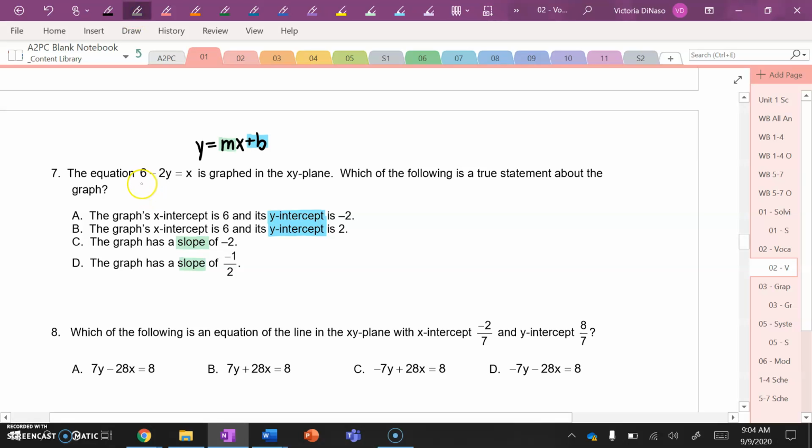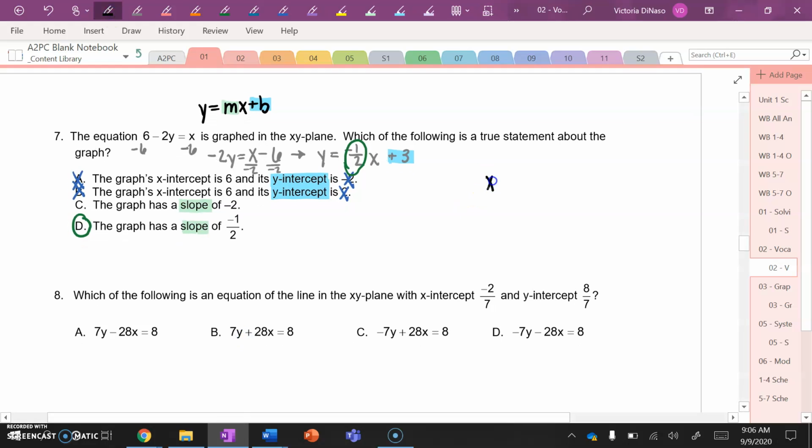So what I'm going to do is solve for y equals mx plus b by subtracting 6 from each side. So we have negative 2y equals x minus 6. Divide each side by negative 2, so we're left with y equals negative 1/2 x plus 3. Well, because this y-intercept is really at positive 3, we're able to go ahead and cancel out A and B. Then we have our slope of negative 1/2, so therefore my answer is D.